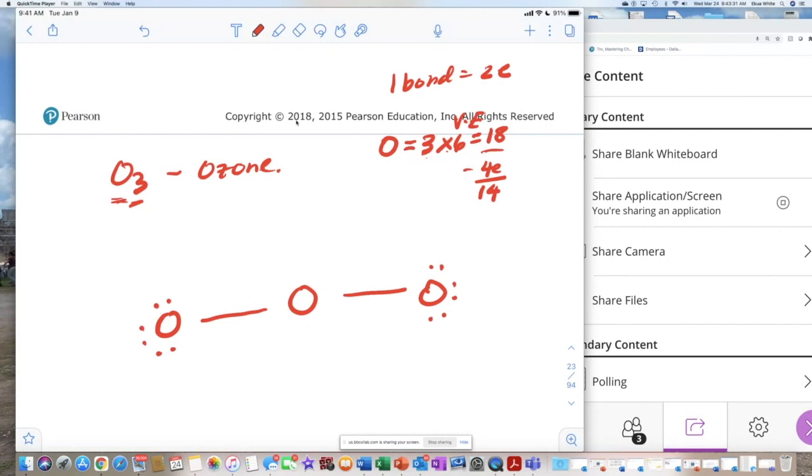From my electron reservoir, I remove 6 twice, that's 12, so 14 minus 12 leaves me with 2 electrons. My remaining 2 electrons now go on the central atom. You always fill the central atom last. Dot, dot, minus 2 electrons.